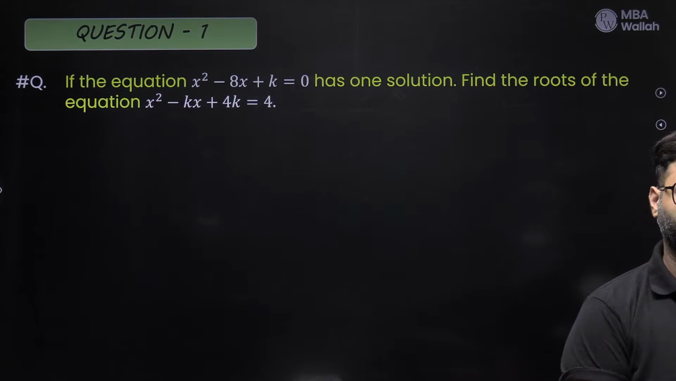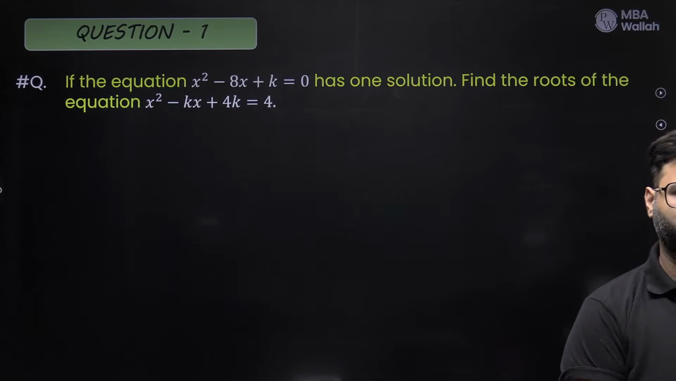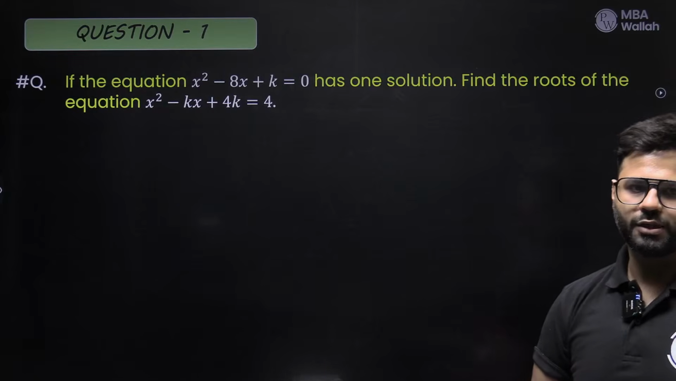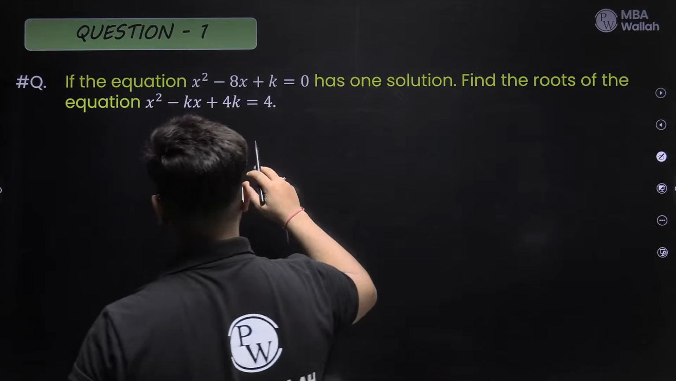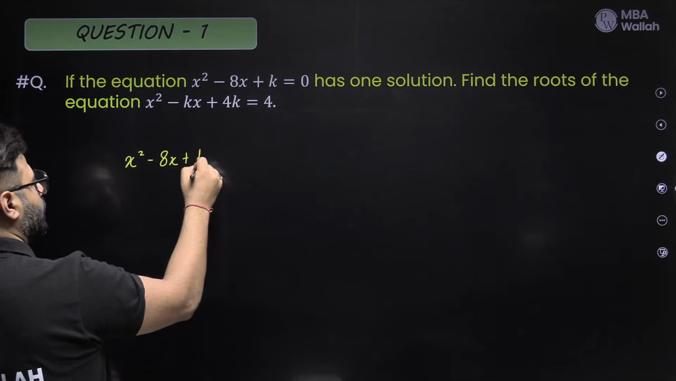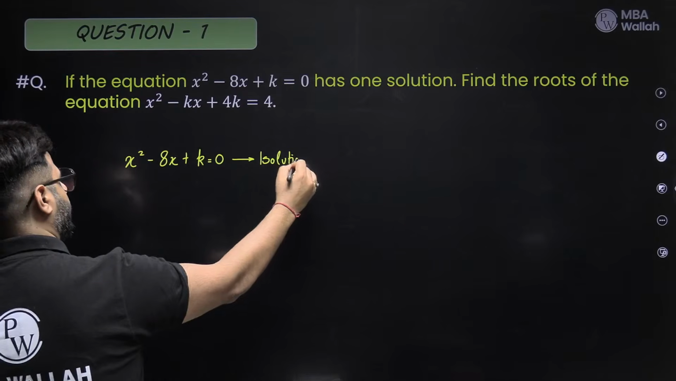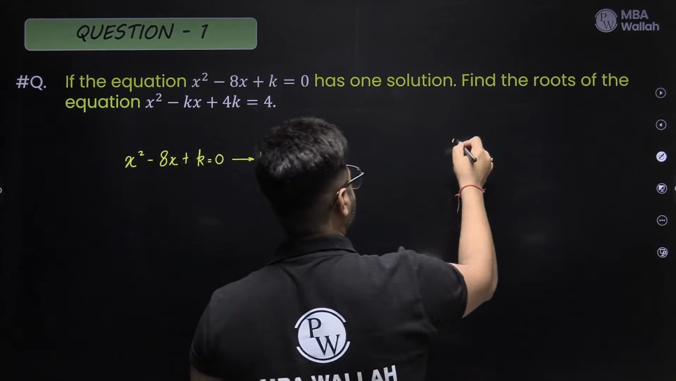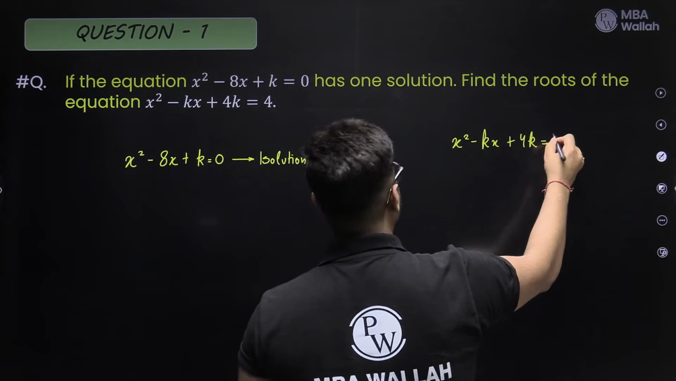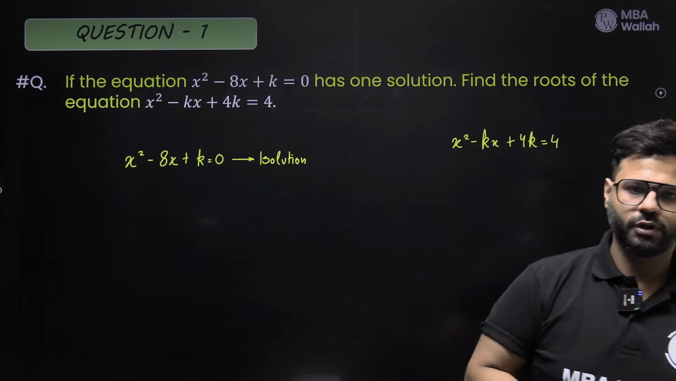K comes out to be 16, all right, but I don't need k. I need the roots of the equation x square minus kx plus 4k equal to 4. So, if this equation has one solution, find the roots of this equation. The question is saying x square minus 8x plus k equals 0 has one solution, and we need to solve this equation. We clearly can observe that we cannot solve this equation unless we have k. The first thing is to find out k.